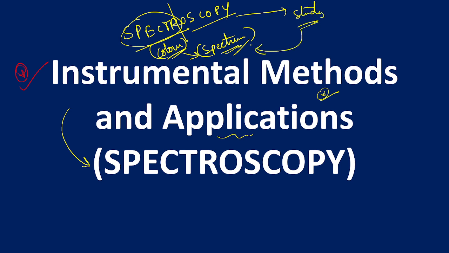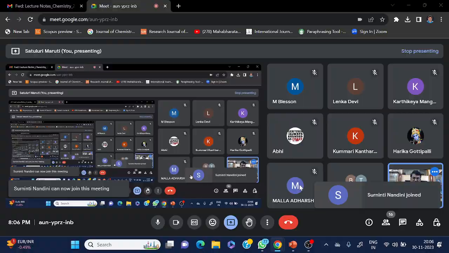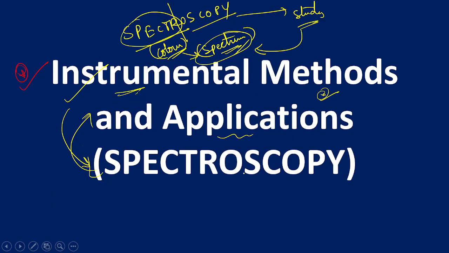So if you study any of the spectra which are formed by spectroscopy instruments, then such a study of the spectrum is called spectroscopy. So in this particular lesson, what you need to learn is the studying of a particular spectrum.